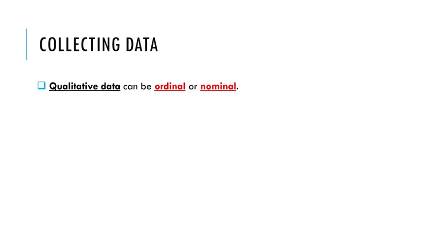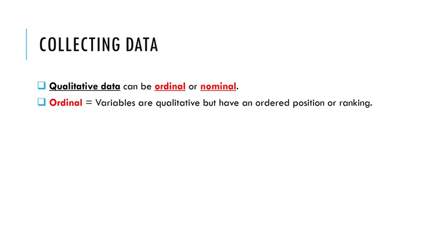All right, so now let's go to the left side of this diagram and look at qualitative data. So we're done with quantitative data. Qualitative data can be broken down into ordinal or nominal measures. So qualitative data is either ordinal or nominal. Ordinal data are variables that are qualitative, but they have an ordered position or rank. So ordinal means like ordering. So variables that are qualitative, but they have an ordered position or rank.